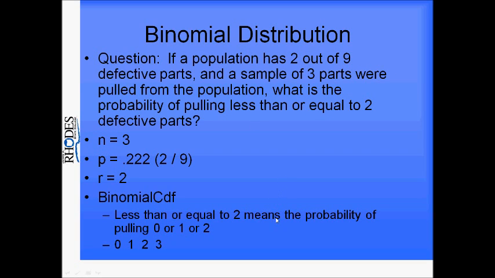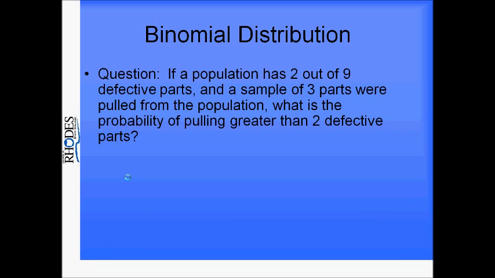Less than 2 means the probability of pulling 0, 1, or 2. So you put a box around that. That's less than 2, so that's why the R is 2. Wherever your box is around, that highest number that your box includes, that's the number you plug in for R. And I highly recommend you draw it out because you got to be able to see it. Alright, let's go to the next one.